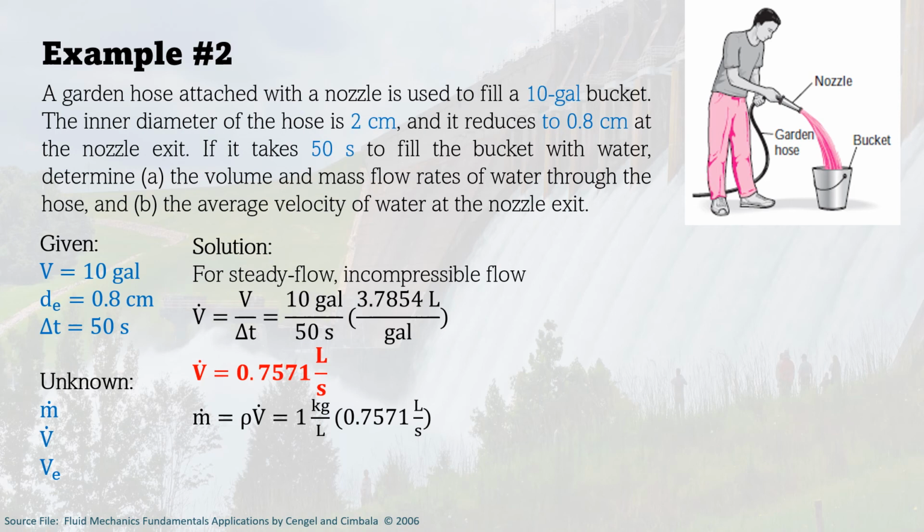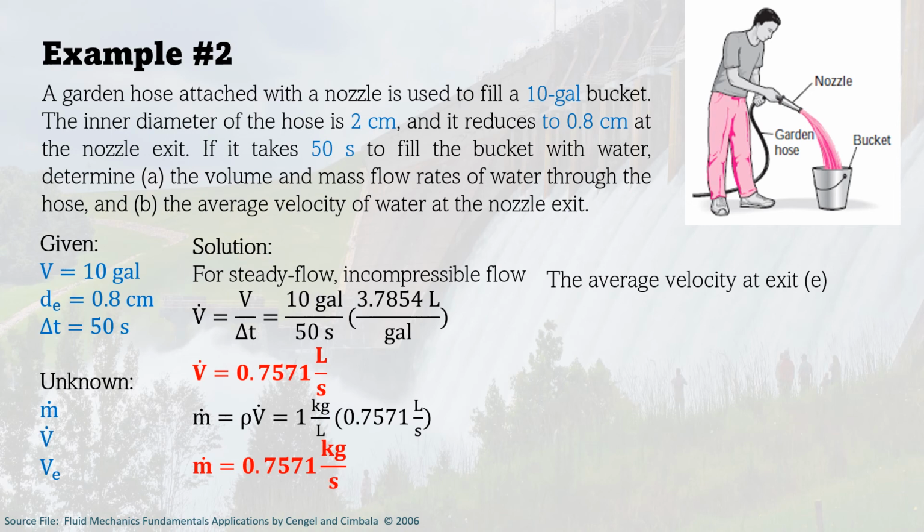For the mass flow rate, it's just the product of density and the volume flow rate. Our density of the water is 1 kilogram per liter. If that is in kilogram per meter cubed, that's 1,000 per cubic meter, and per liter, that is 1. So our mass flow rate is 0.7571 kilogram per second. So we already have the volume flow rate and the mass flow rate.